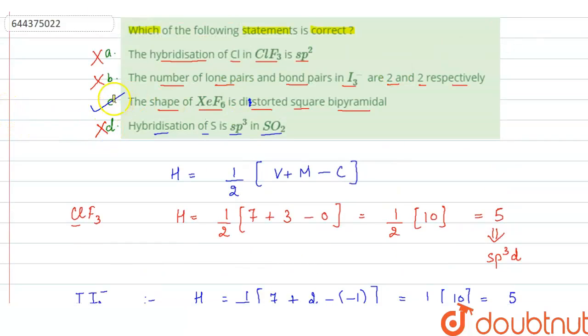So here the correct option is option C. The shape of XeF6 is distorted square bipyramidal. So option C is the answer.